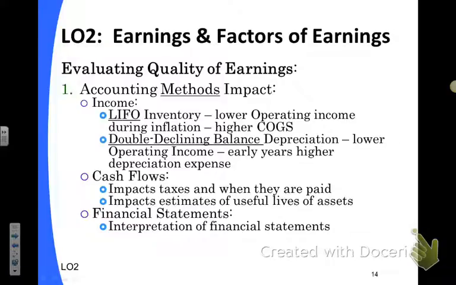In addition, you have the double declining balance method of depreciation of our assets. This results in a lower operating income in the early years of the depreciation of an asset because we have higher depreciation expense in those earlier years. Therefore, the higher depreciation expense results in a lower operating income.